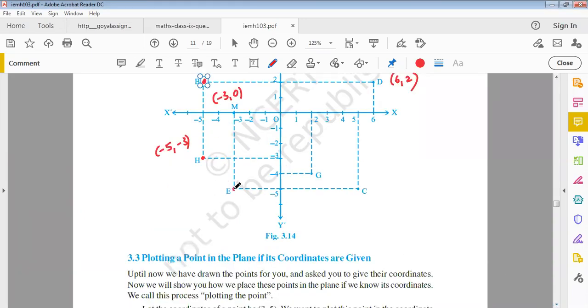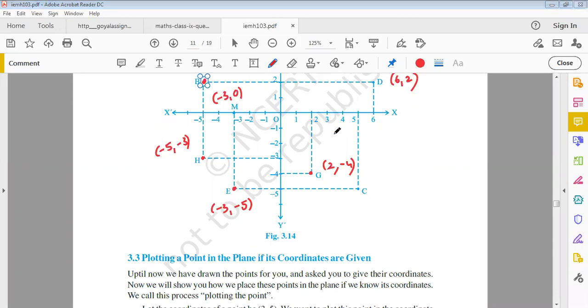And here, E. When you are talking about E, from the origin you are moving on your left side, how many units? Minus 3. Similarly, you are coming down, (minus 3, minus 5). And coming to G. You are moving on your right side. So right side, it means positive 2, and moving down. So (2, minus 4). So x value is positive, y value will be negative because you are moving down from the origin. Next.